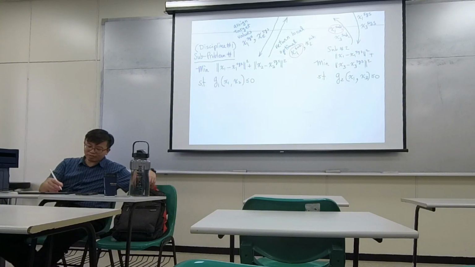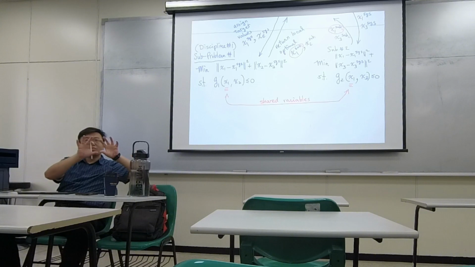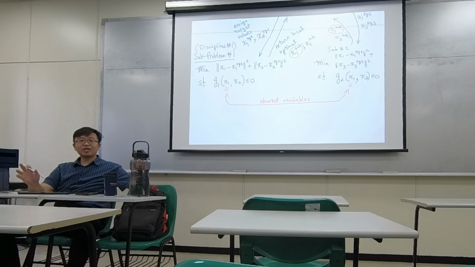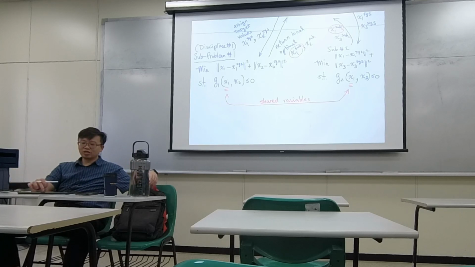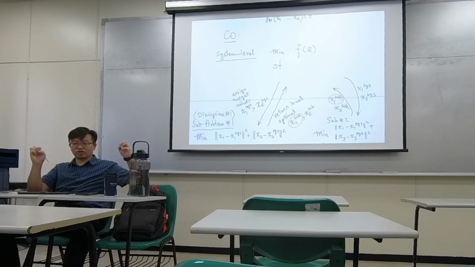So we sometimes call these the shared variables. Whenever there are more than two disciplines that are sharing the same variables, the coordination of the shared variables is important. So on the system level, they need to do some coordination of the shared variables.